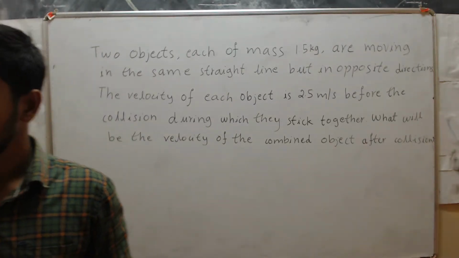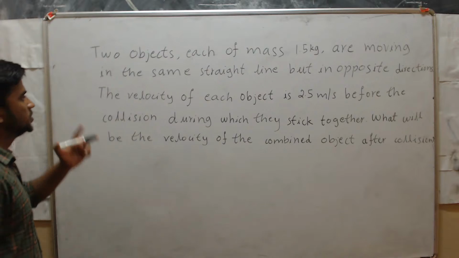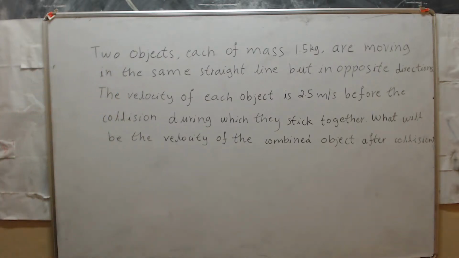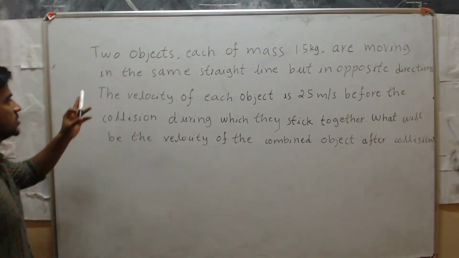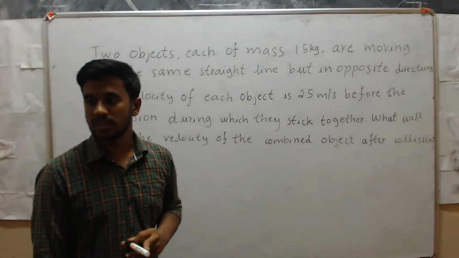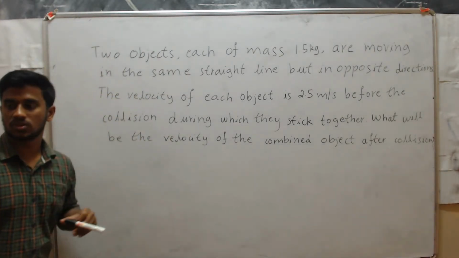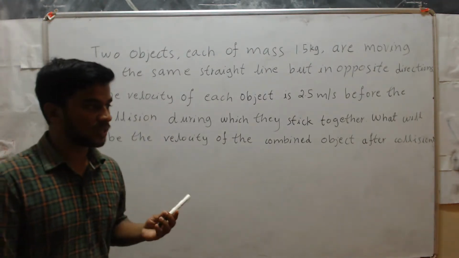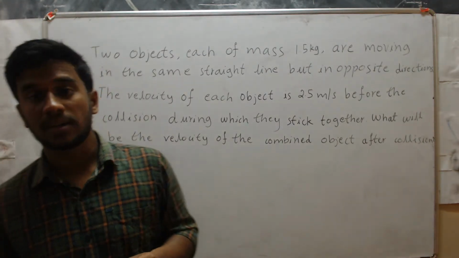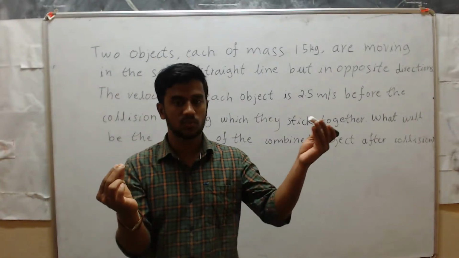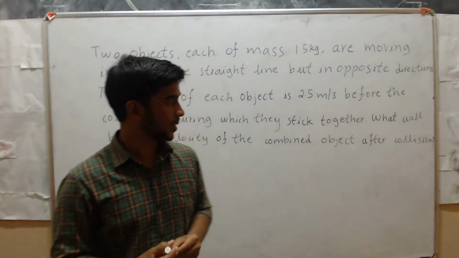See here, two objects, each of mass 1.5 kg. Two objects, each of mass 1.5 kg, are moving in the same straight line but in opposite directions. So both the objects are moving in the same line, but in opposite directions. Means one object is moving in this direction, another object is moving in this direction.